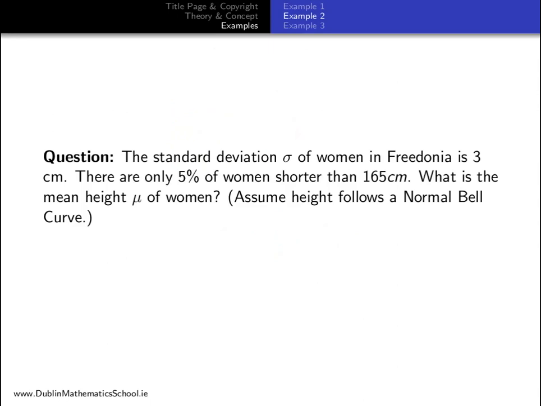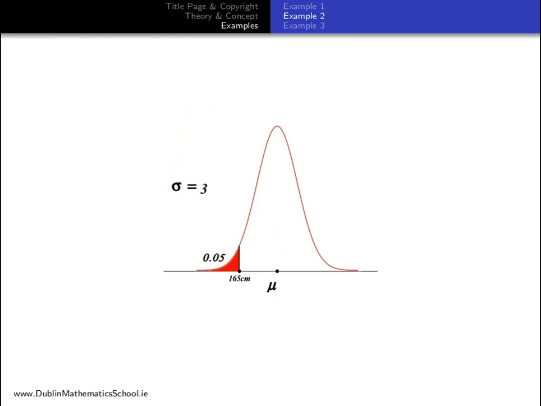Let's look at another example. The standard deviation sigma of women in Fredonia is 3 centimeters. There are only 5% of women shorter than 165 centimeters. What is the mean height mu of women, assuming height follows a normal bell curve? This graph represents what we have. As you can see, the area to the left of 165 is 0.05, representing 5% of women of height less than 165 centimeters. Standard deviation is 3, and the mean is unknown, which we'll just call mu.